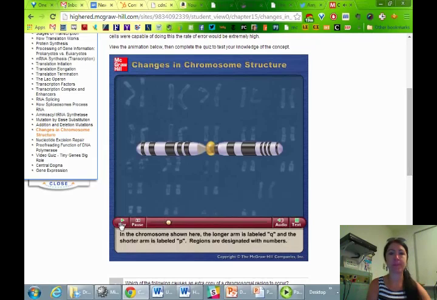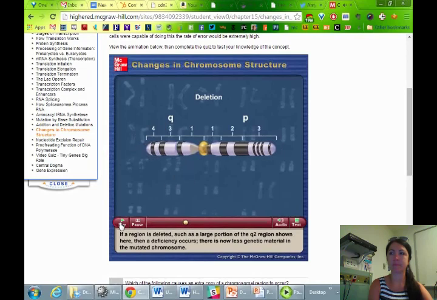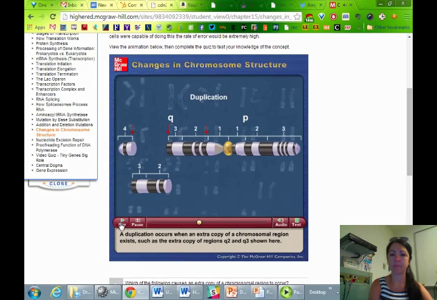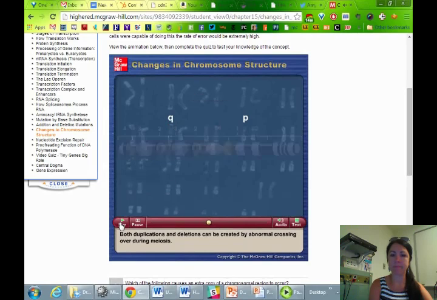In the chromosome shown here, the longer arm is labeled Q and the shorter arm is labeled P. Regions are designated with numbers. If a region is deleted, such as a large portion of the Q2 region shown here, then a deficiency occurs. There is now less genetic material in the mutated chromosome. A duplication occurs when an extra copy of a chromosomal region exists, such as the extra copy of regions Q2 and Q3 shown here. Both duplications and deletions can be created by abnormal crossing over during meiosis.